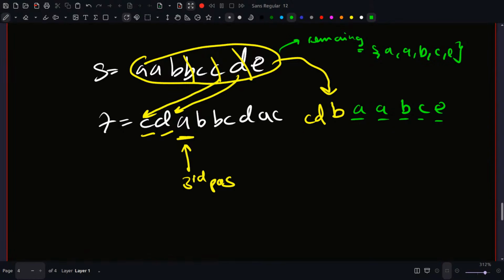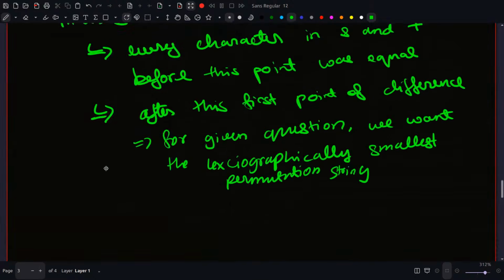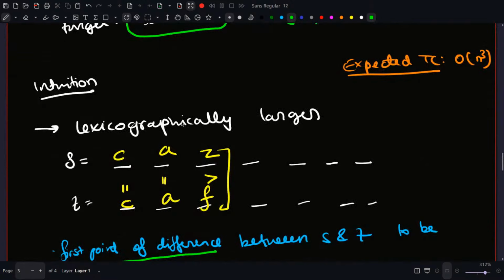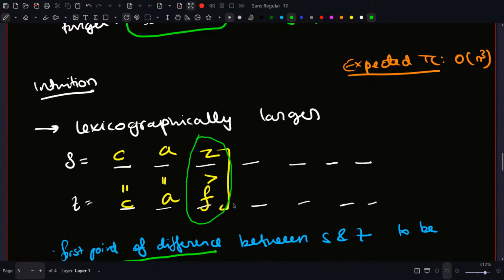So if the first point of difference was the third position, then we can put all the remaining characters here in sorted order. And the initial characters will have to be the same, because otherwise this won't be the first point of difference. And over here we can choose some value which is just greater than the value we have here. So we have A over here, we choose something which is just greater than A. I hope you're understanding what exactly I'm trying to get at. Basically, from the definition of lexicographically larger, the main point where lexicographically larger changes is the first point of difference, the first position such that S becomes greater than T.